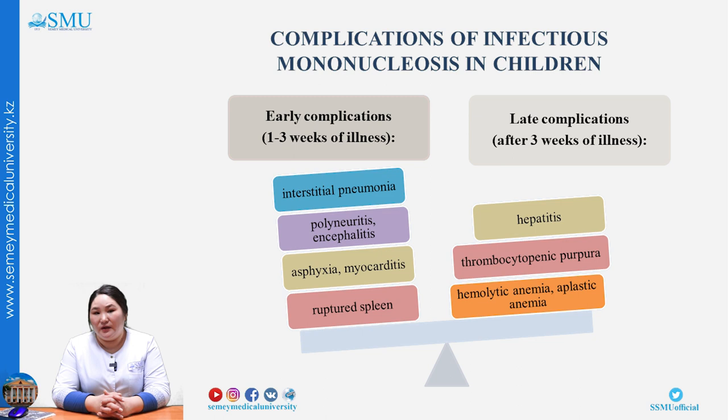We know the size of the spleen rapidly increases, and babies are mostly very active, they want to run, jump, and so on, and they can suffer trauma to this organ, and the spleen can be ruptured. Next, due to the swelling of the oropharyngeal tonsils, some babies can have asphyxia. Some of them have polyneuritis, encephalitis, myocarditis, interstitial pneumonia. And late complications are mostly hepatitis, thrombocytopenic purpura, and aplastic or hemolytic anemia.